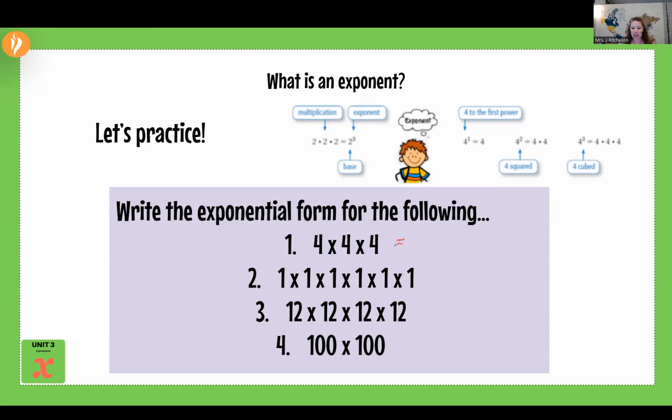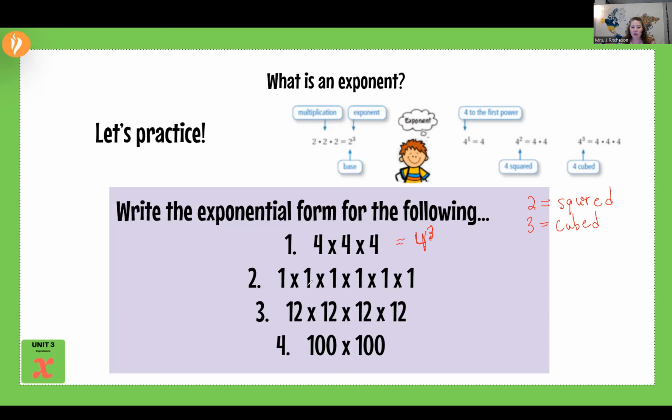All right, so did you guys write 4 to the third power? Oh, and then the exponent of a 2, if you have an exponent of a 2, you can say squared. Oops, I spelled it wrong. S-Q-U-A-R-E-D. And then if you have an exponent of 3, you can say the word cubed. So you could either say this 4 to the third power, or you could just say 4 cubed.